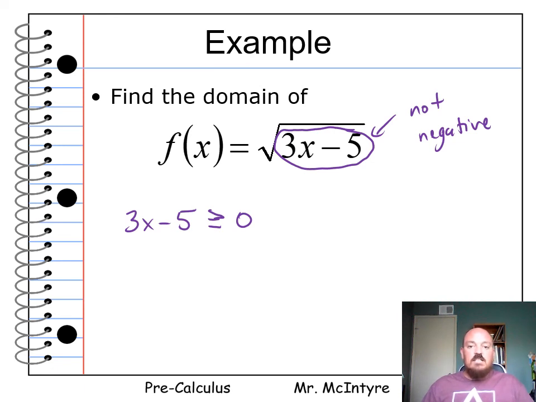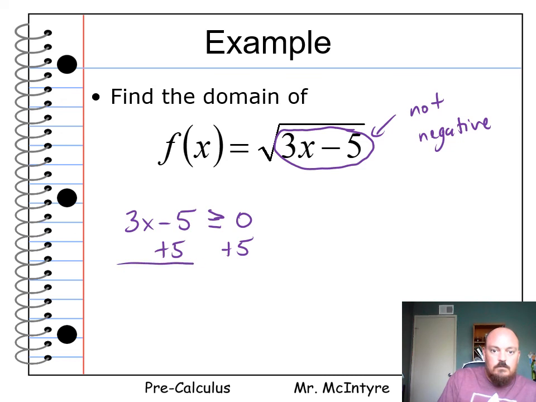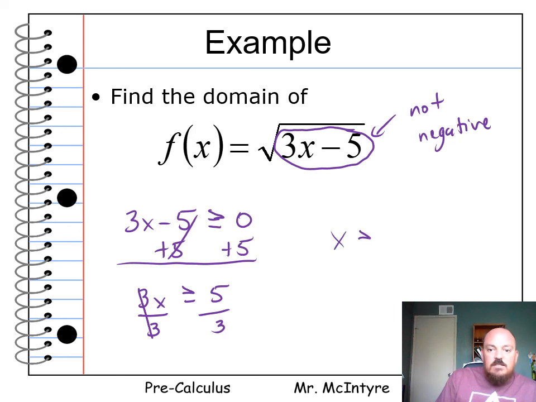So as long as 3x minus 5 is either greater than or equal to 0, this one's going to work. If 3x minus 5 is less than 0, it's not going to work. Now just solve it like we did the other one. Add 5 to both sides. You get 3x is greater than or equal to 5. Divide by 3. And we get x is greater than or equal to 5/3.